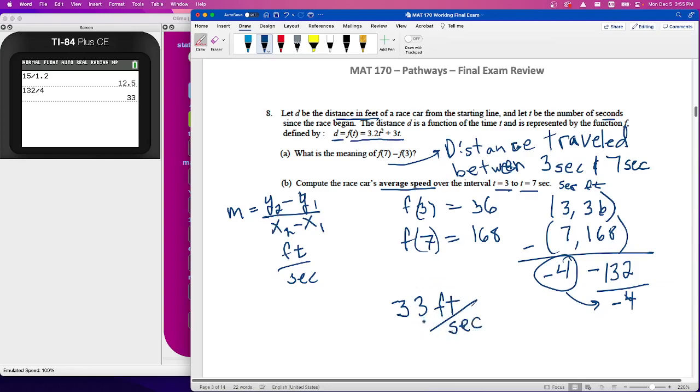Now it's not a constant speed, it's just the speed on this interval, the average speed. I think if you graph this, you'll see it's actually getting faster as we go. But anyway, that's how we can get the average rate of change.